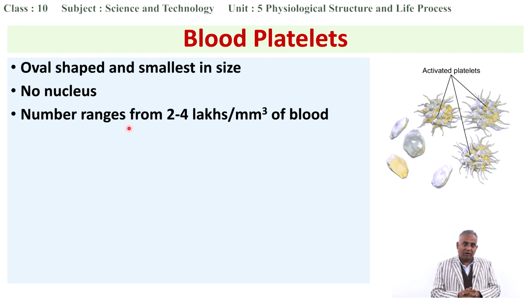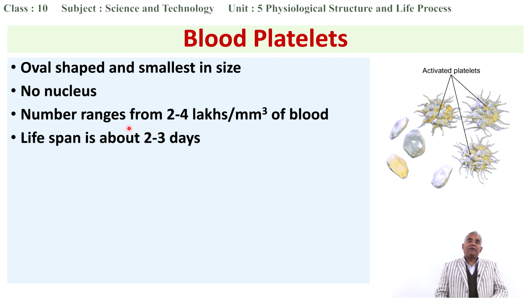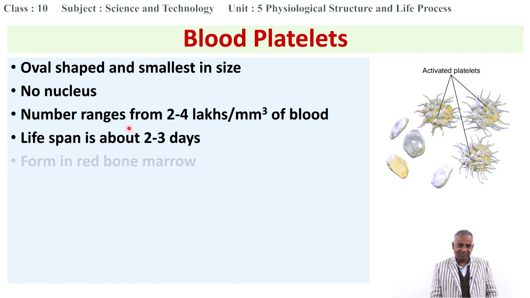What was the number of WBC? 4,000 to 11,000. And RBC? 45 lakhs to 50 lakhs. So the platelet number is medium. Size is the smallest, but number is medium. Remember it. Its lifespan is only 2 to 3 days. It does not survive for a longer time. The smallest one survives for the shortest period. Yes, you can make that link.